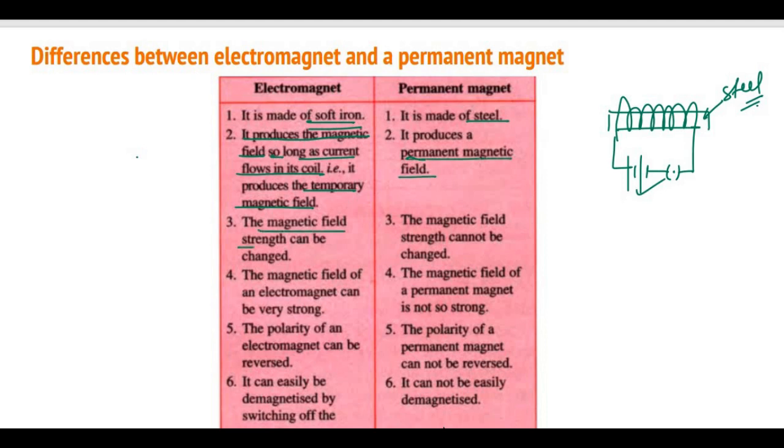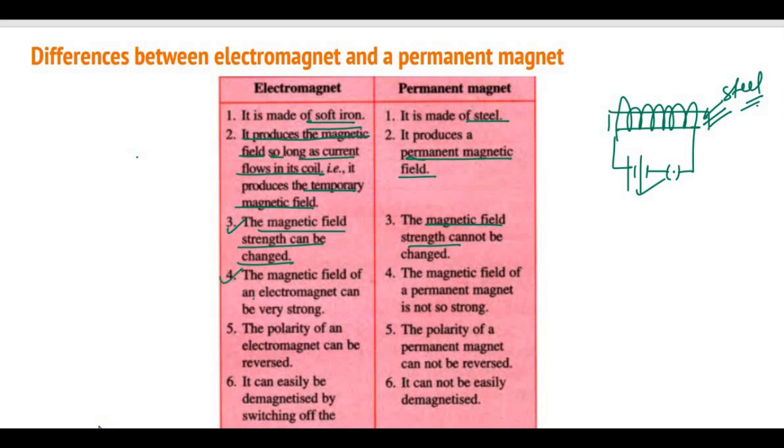Third, the magnetic field strength can be changed. So this is what we studied in the previous topic, how can you change the magnetic field strength? You can increase the current, or you can increase the number of turns of coil, and the magnetic strength will increase. But you can't do this for a permanent magnet. Magnetic field strength cannot be changed. Once you have magnetized the steel by passing the current through the coil, and you have removed this coil, you can't increase the magnetic strength. Okay, so this is a permanent magnet. You can't change the magnetic strength.